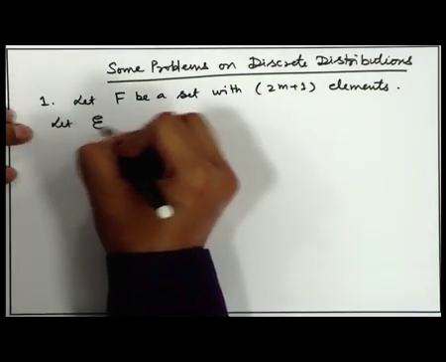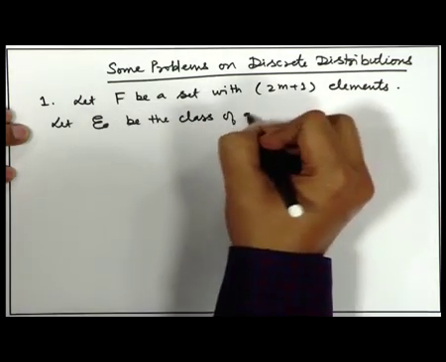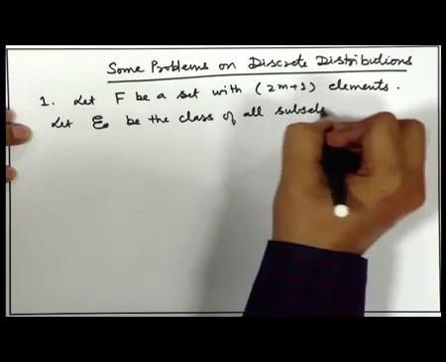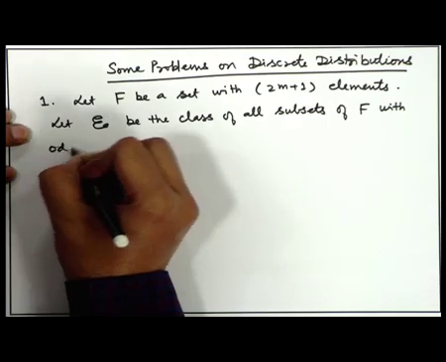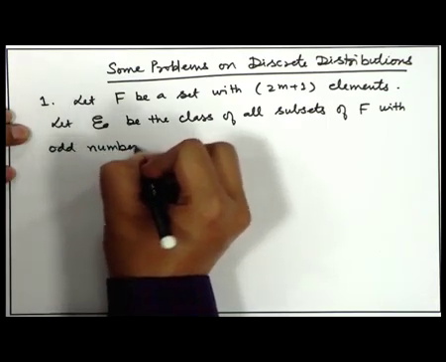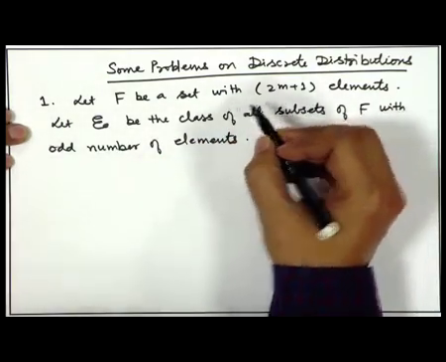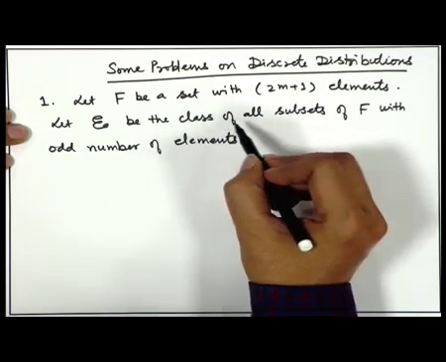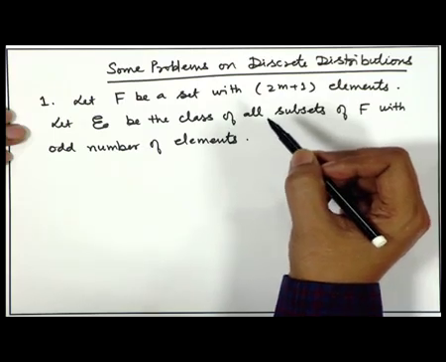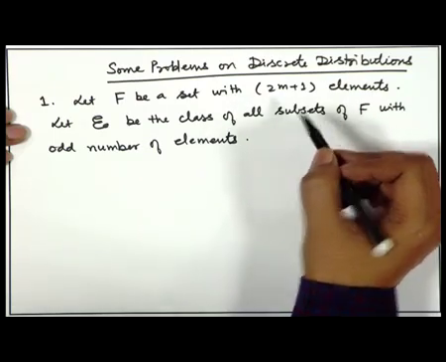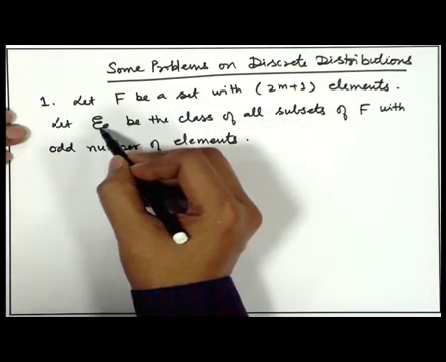Let script E be the class of all subsets of F with odd number of elements. So, we consider those subsets of F which have odd number of elements. That means, they may have 1 element, they may have 3 elements, they may have 5 elements, etc. And the set of all such subsets is called the class. It is denoted by script E.